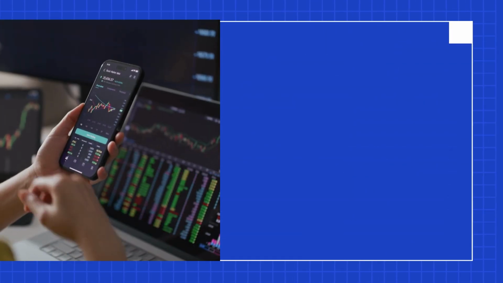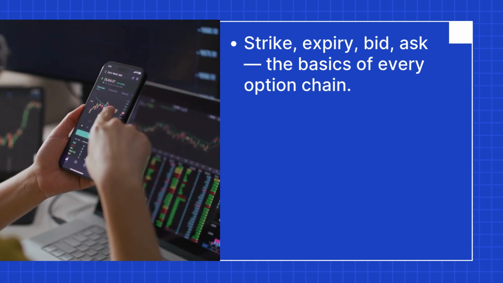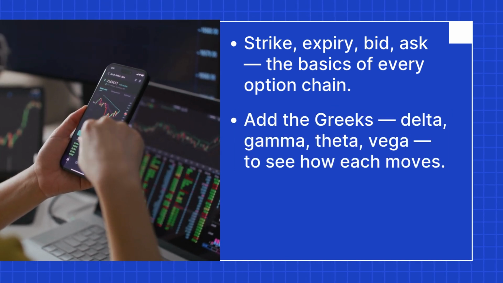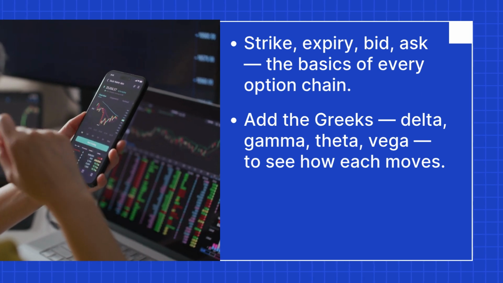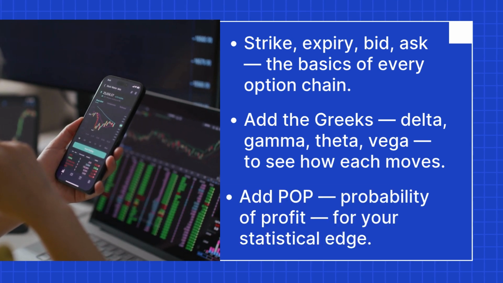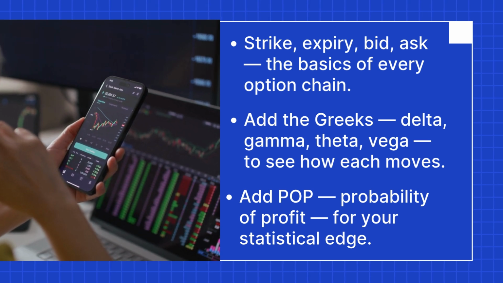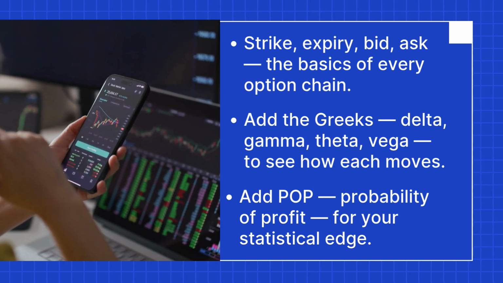Let's start with the obvious. Strike prices, expiration dates, bid and ask. The building blocks of any chain. Add the Greeks: delta, gamma, theta, vega. And you understand how each option moves. Add POP, probability of profit, and you get a rough statistical edge. These are table stakes. But pros look past them.